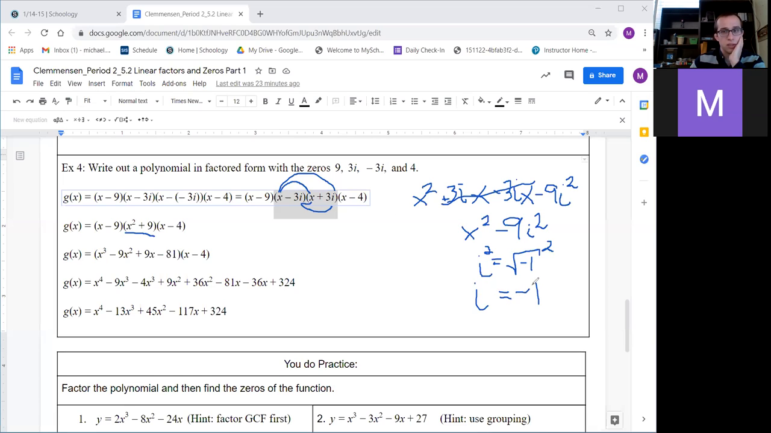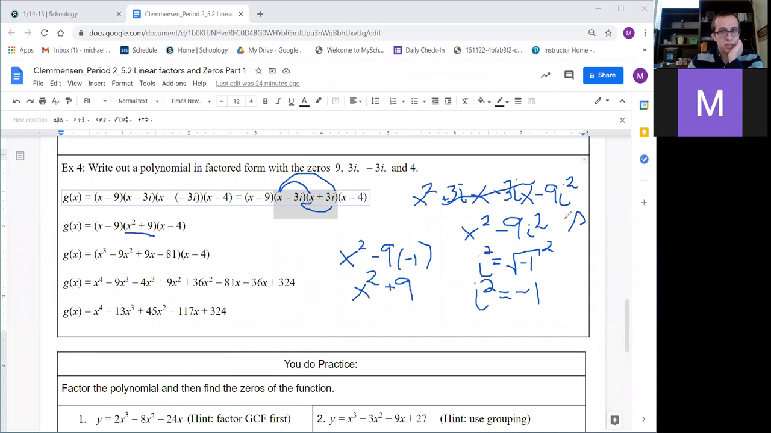Let's redo that too. All right, so I got my i squared equals -1. So now I can plug that back into my equation up here and replace that. So x squared minus 9 times -1, and so I get x squared plus 9. And that's where that plus 9 comes from instead of the i squared.